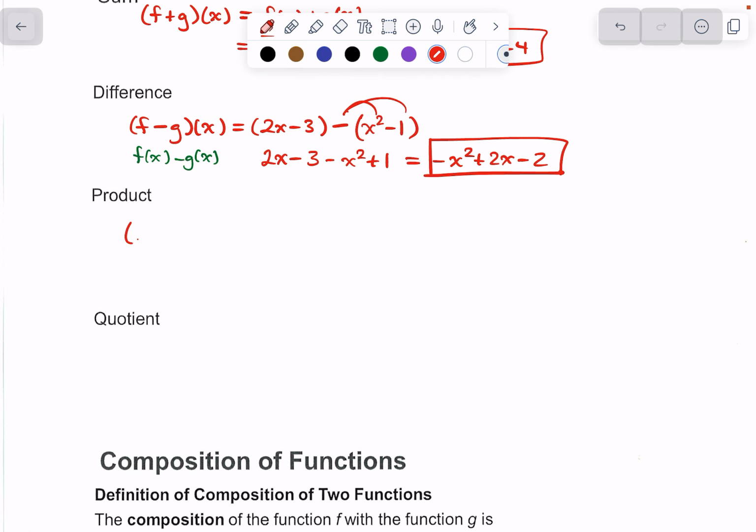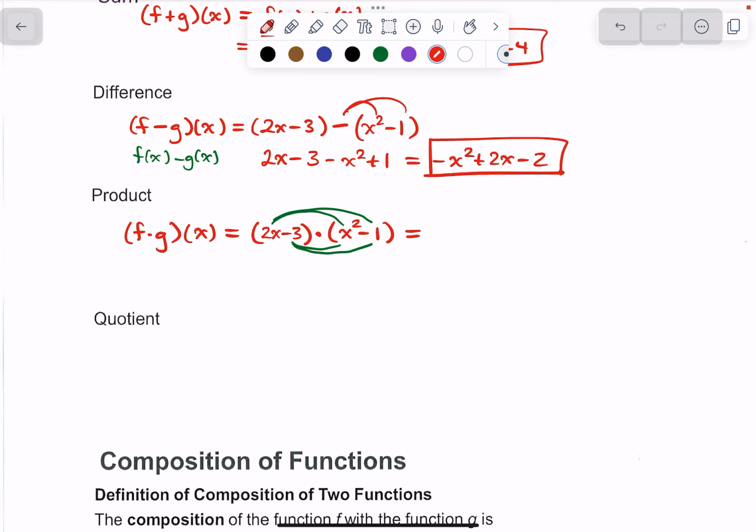Product, right? That was written in that sort of interesting way, f times g parentheses x. That's the same thing as f of x, which we'll put there, times g of x. So 2x minus 3 times the parentheses x squared minus 1. You might be looking at that and thinking, is there a shortcut here? No, there is not. You have to distribute every single multiplication. If I knew a faster way, guys, I would show you, but I don't.